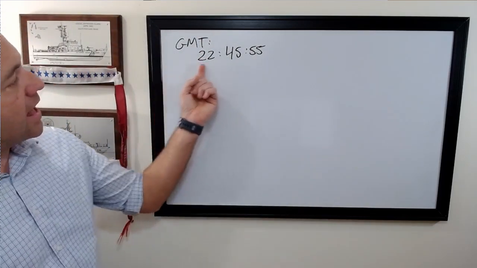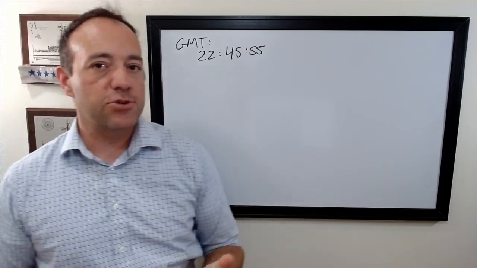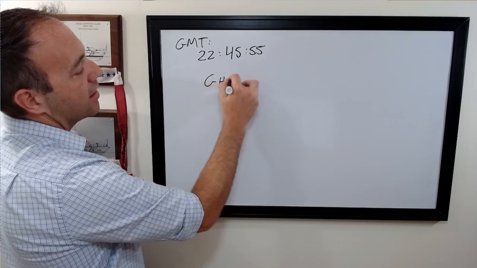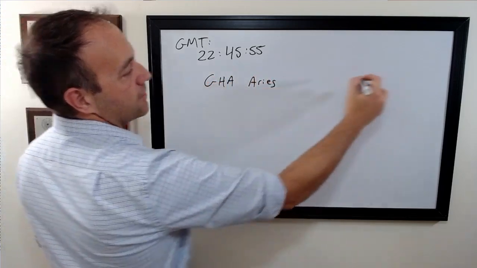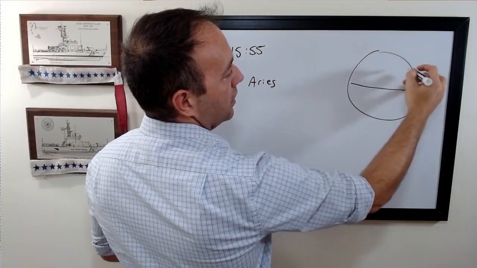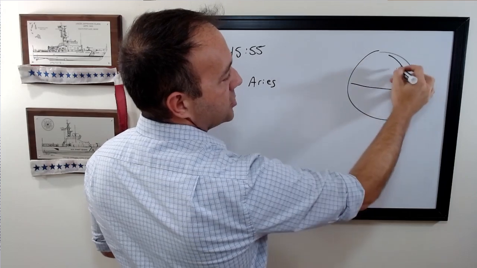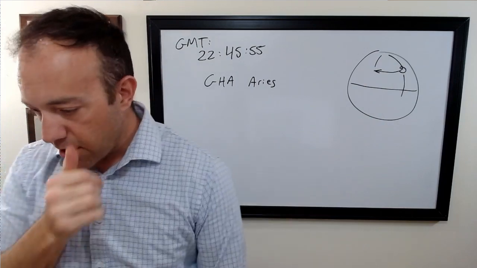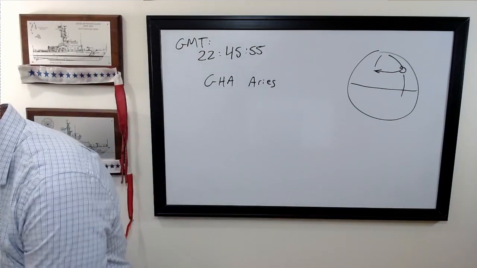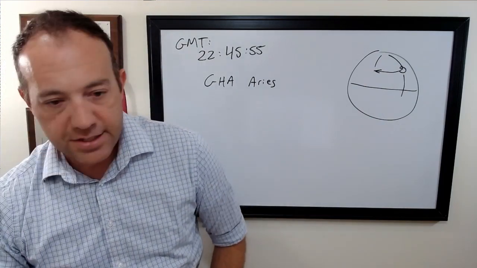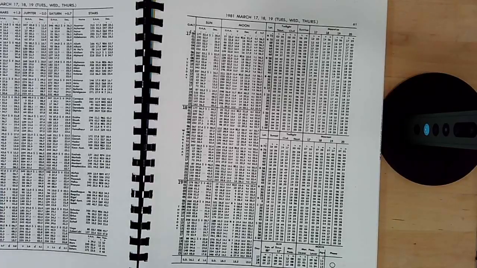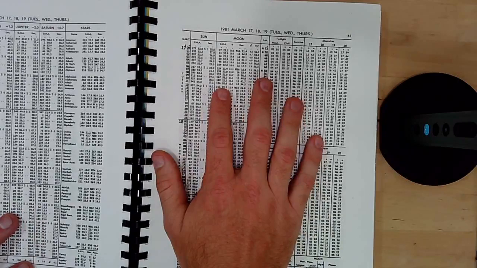But if this is the time of our sight, we need to look into the nautical almanac to determine the GHA of Aries. And if you recall, that's just the longitude of Aries. So what we can do is go to the nautical almanac for that one. I don't know how this is going to come out in the live stream, so I apologize if it's not very clear, but here's the nautical almanac.